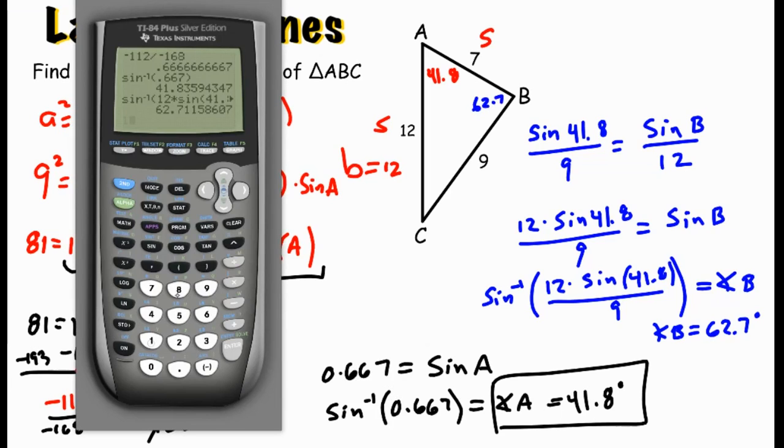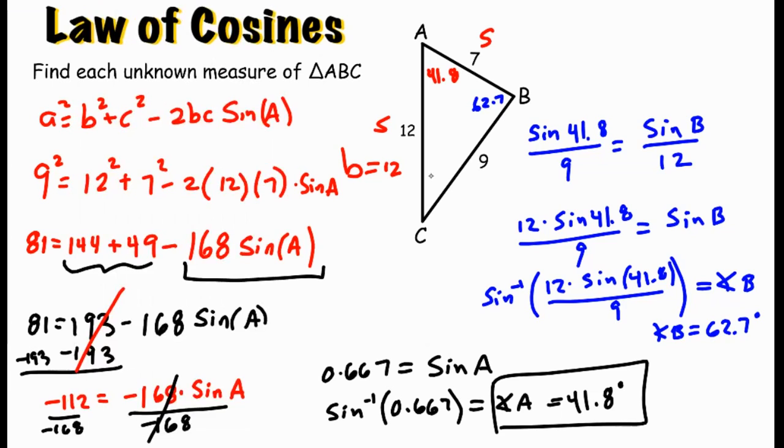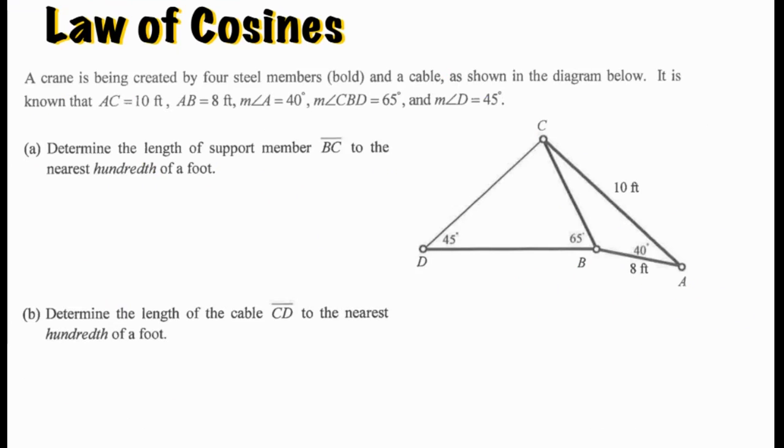And now we can subtract these angles from 180 to get the third angle. And angle C is 75.5. So we solved for all the parts of triangle ABC given an SSS pattern. Here's an application problem that will involve law of cosines and law of sines.